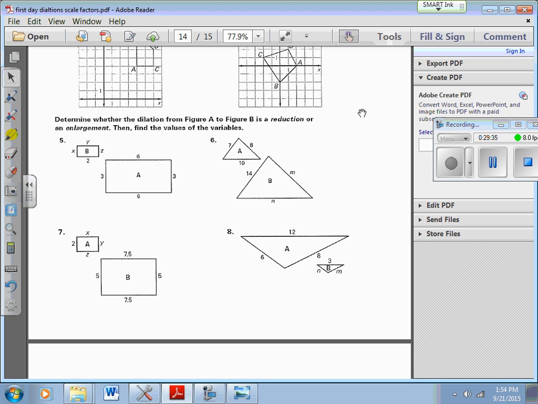And these are saying determine whether the dilation from figure A to figure B is a reduction or an enlargement, and then find the values of the variables. So very important what you're going to do here is you're going from figure A to figure B. So everybody do me a favor, highlight figure A. Okay, so from figure A to figure B, is that an enlargement or a reduction? Reduction. So go ahead and label it reduction.